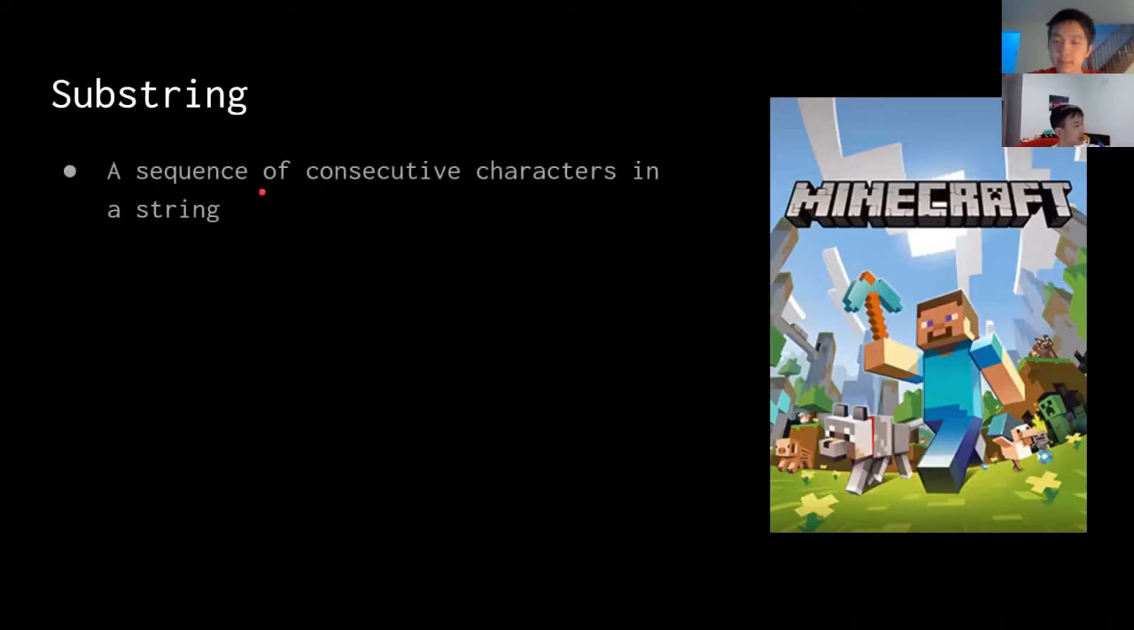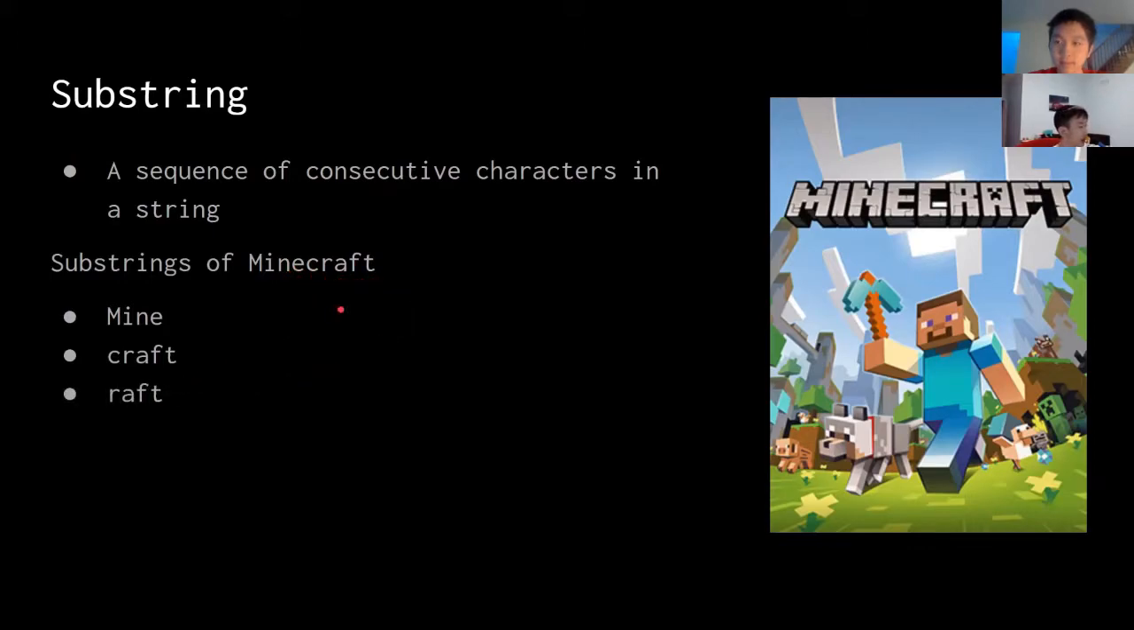Substrings. Substrings are a sequence of consecutive characters in a string. Basically, a string that is present inside another string. So like substrings in Minecraft, for example, you'll have mine, which is the first 4 characters. You'll have craft, which is these 5 characters. And you'll have raft. They don't actually have to be real English words. You can substring any part. So you'll have M, you'll have cra, and you'll have ein. You get the point.